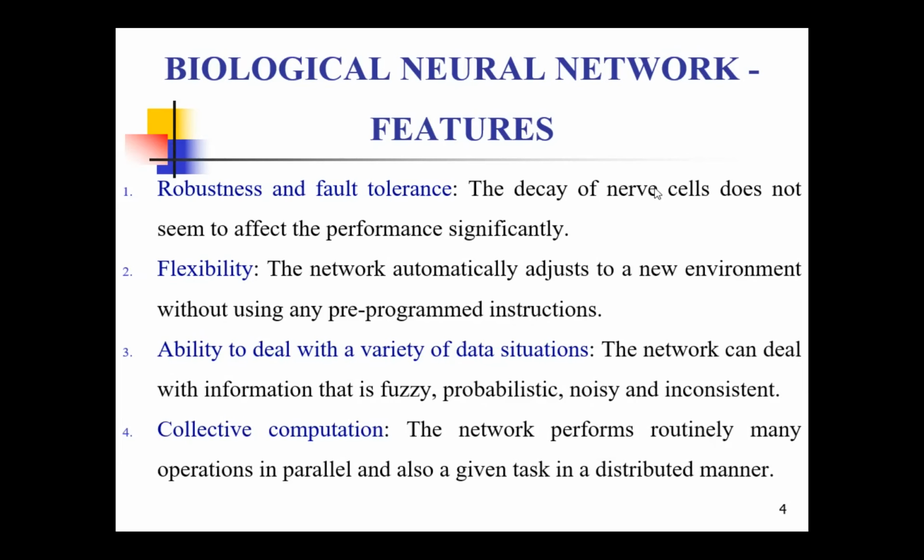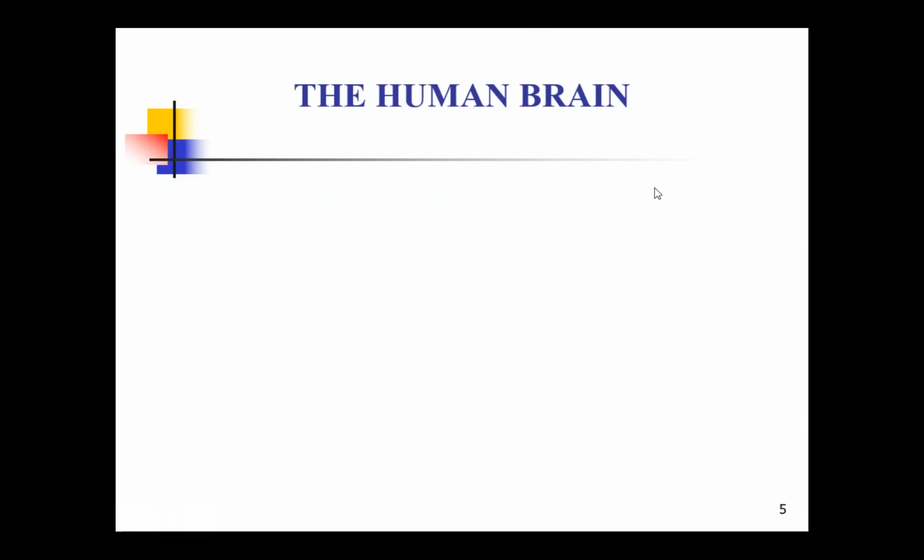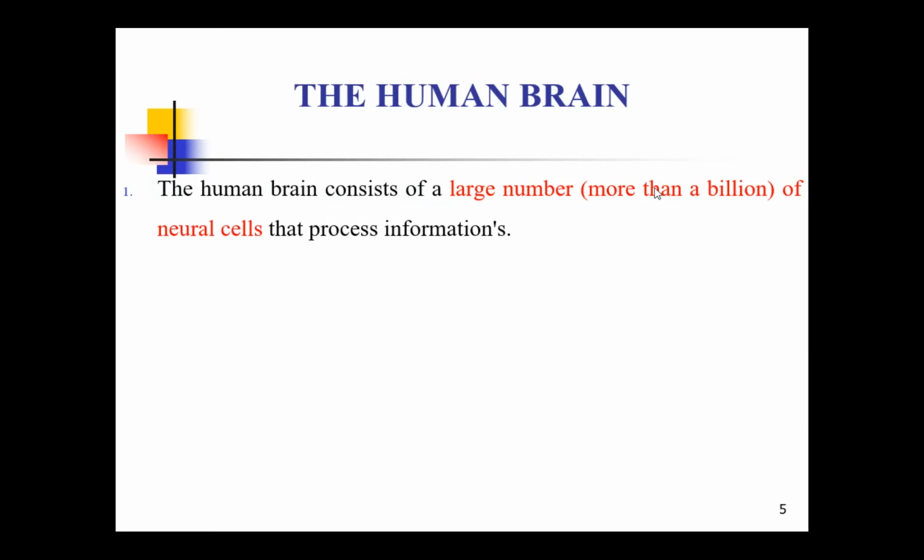Then these biological neurons have collective computations, that is asynchronous mode, doing multiple tasks at the same time. So these biological networks routinely perform many operations in parallel and also perform tasks in a distributed manner. Okay, so those are the main advantages or features of biological neural networks. Then, what is the structure of a human brain?